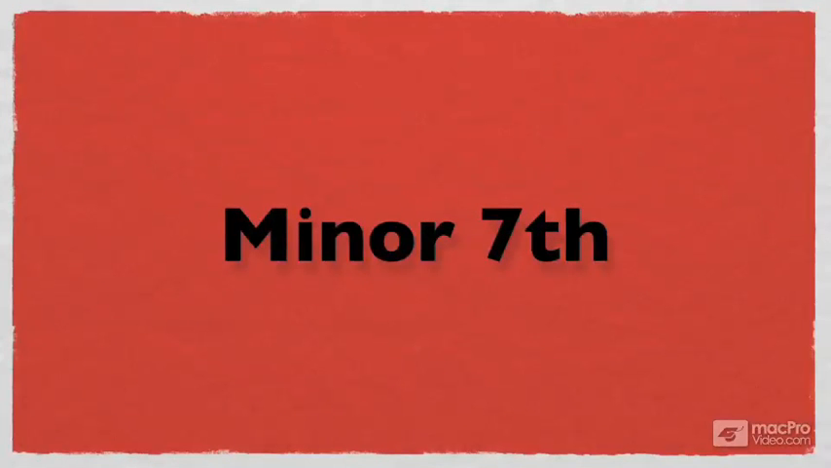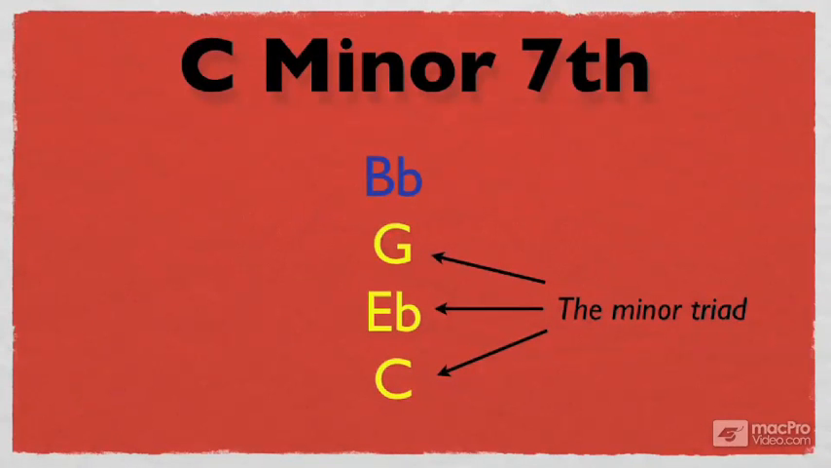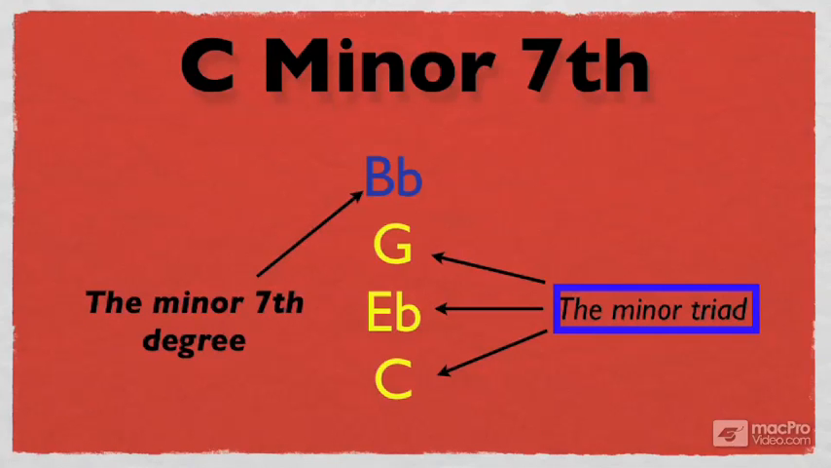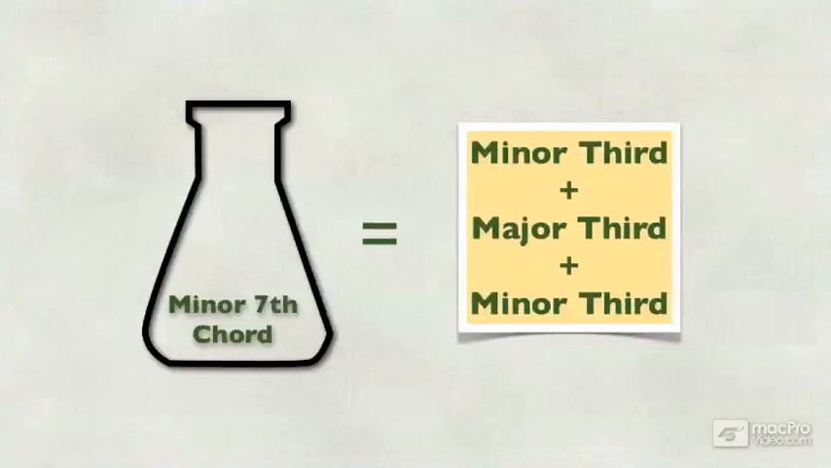In the case of the minor seventh, we add the flat seventh degree to a basic minor triad. So our minor seventh chord in the key of C would consist of C, E flat, G, and B flat. Here we have the minor triad C, E flat, and G with the addition of the flatted seventh, or B flat. The formula is minor third, followed by a major third, followed by a minor third.